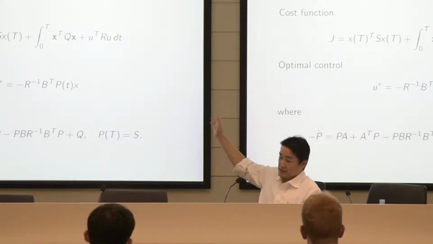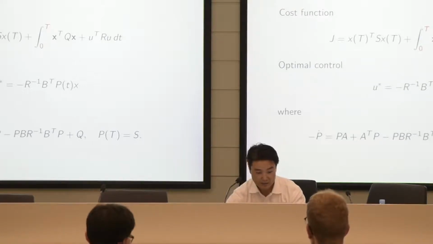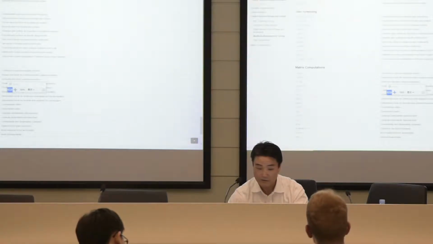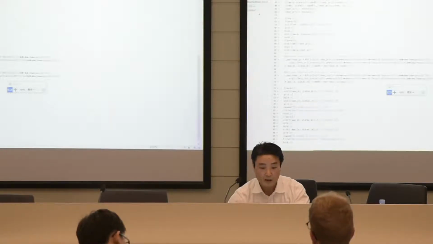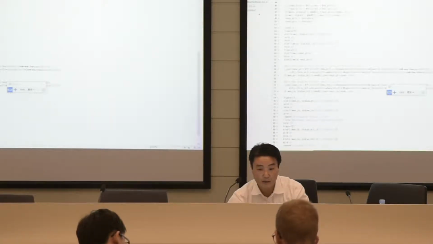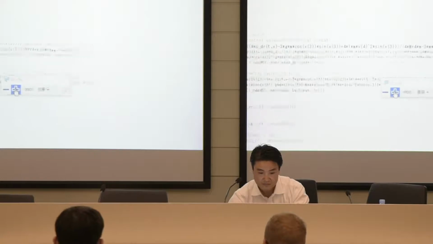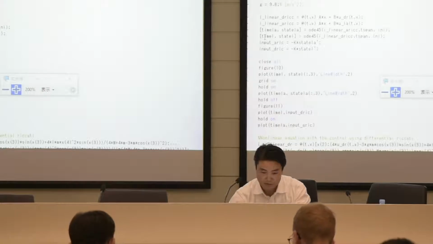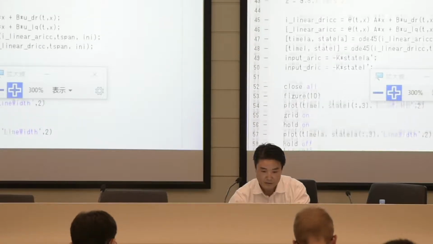There are no commands to carry out this control, so I made it by myself. If I have time, I will quickly explain what I did. This is the MATLAB file, inverted pendulum differential Riccati. I'm not going to take too much time. You can easily understand. So this is the system.